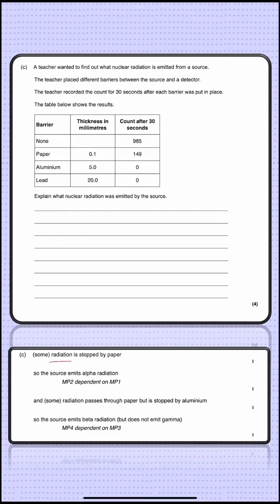So radiation is stopped by paper. Some of it is stopped by paper. That's in brackets, so you don't need to say some. So it does emit alpha. So that's 2 marks there. Some radiation passes through paper, but is stopped by aluminium. So that's this part here. So the source emits beta, but it does not emit gamma. So those are the 4 marks.